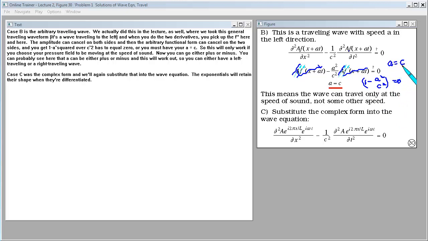So this will only work if you choose your pressure field to be moving at the speed of sound. Now, you can either go plus or minus. You can probably see here that a could either be plus or minus, and this will work out. So you can either have a left traveling or a right traveling wave.